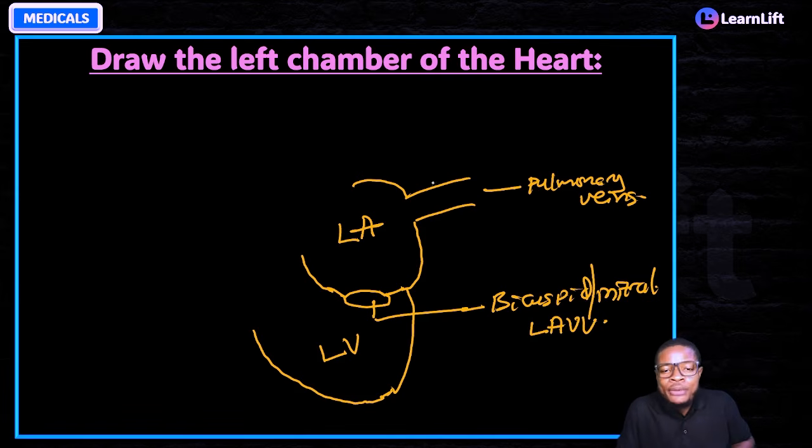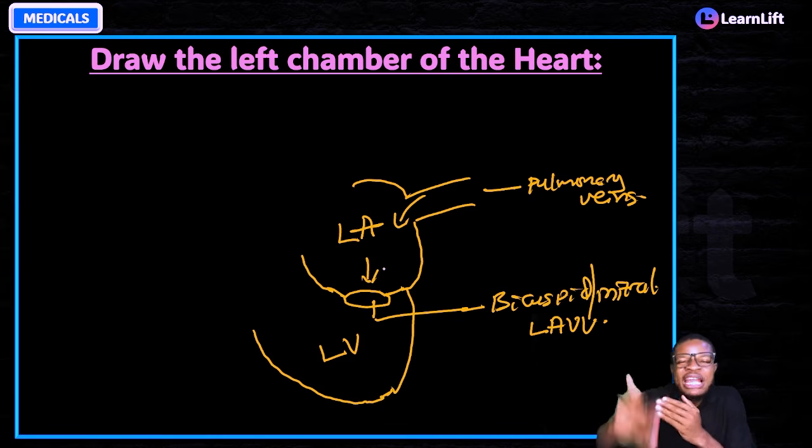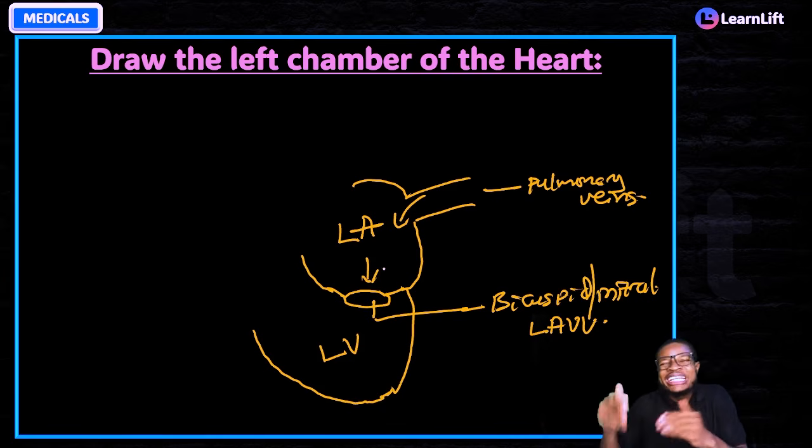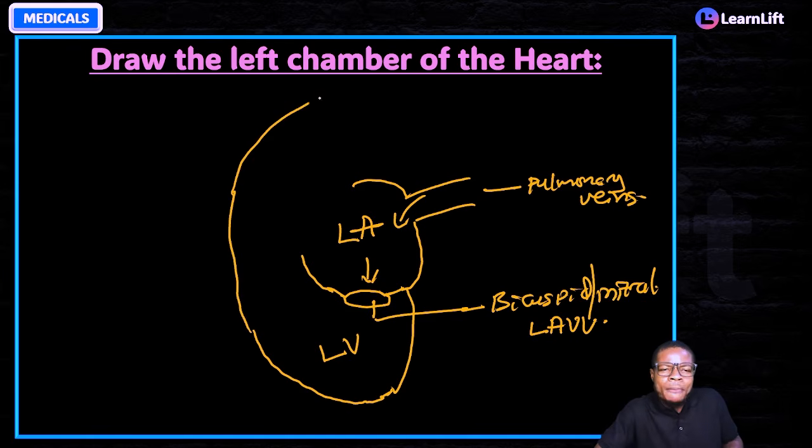So if the blood leaves the pulmonary vein, where will it come to? To the left atrium. From the left atrium, where will it flow through? Through the bicuspid valve, or the mitral valve, or the left atrioventricular valve, and then flow into the left ventricle.